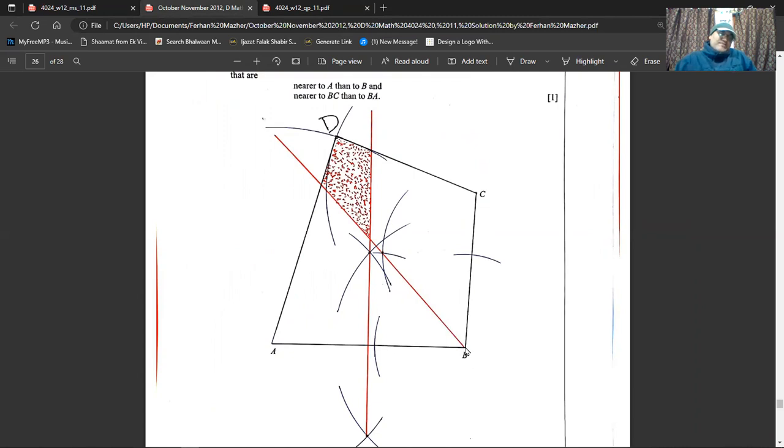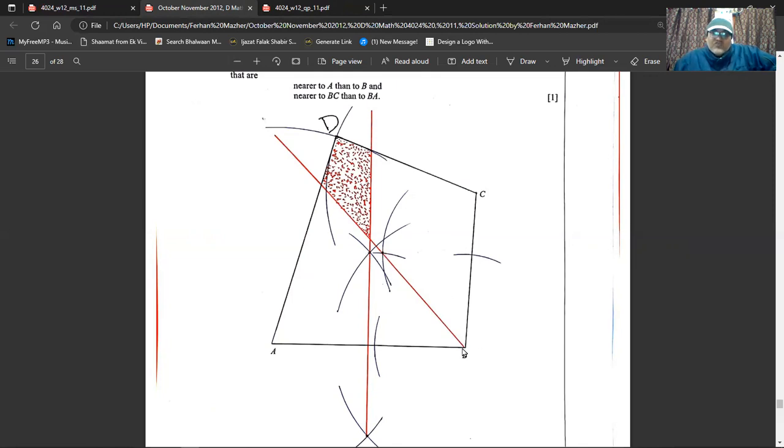So put your compass here. These are the two arms of that angle, BC and AB. Put one mark here and one mark here with the help of your compass. Put your compass on this mark and draw an arc here. Then put your compass here and draw an arc where these two arcs intersect.